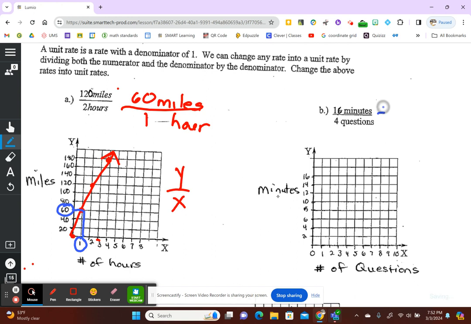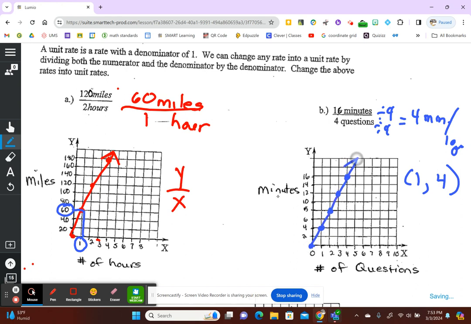16 minutes, 4 questions, divide by 4, divide by 4. You get 4 minutes per 1 question. So I would write that as an ordered pair as 1, 4. And again, it would be 0, 0. I would do 1, 4, 2, 8, 3, 12, and 4 would be 16.